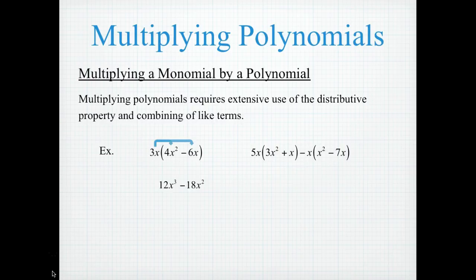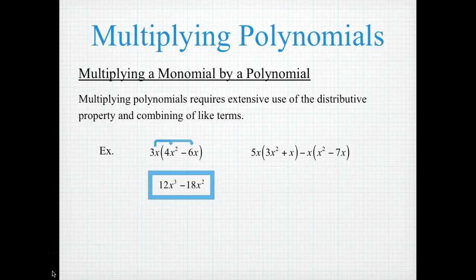Now those two terms cannot be combined any further because they're not like terms, so we accept 12x cubed minus 18x squared as our answer. In the next example, we have two separate steps of distributive property that we have to use. 5x is getting multiplied by 3x squared plus x, and negative x is being multiplied by x squared minus 7x.